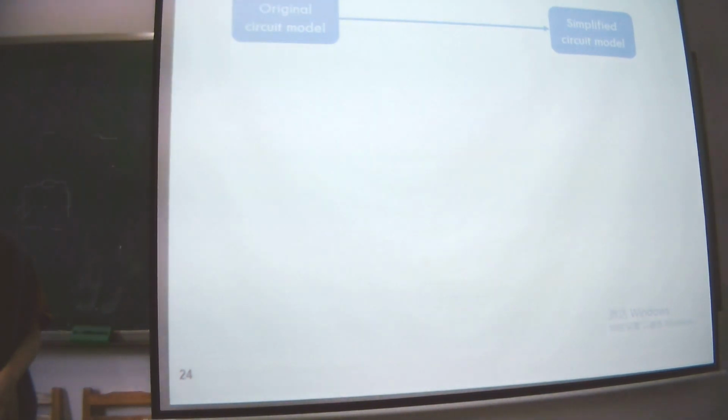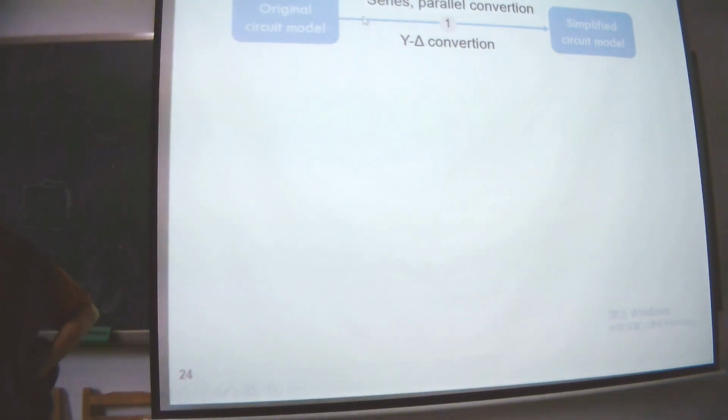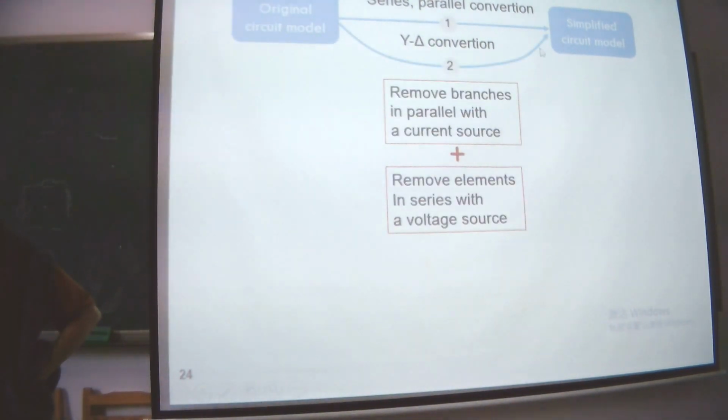And for us, we are trying to do circuit analysis, and now we're trying to learn the skills that can simplify the circuit. Here, we know we can use series and parallel conversion and Y-delta conversion to convert a circuit model to a simple circuit model. Sometimes we convert Y to delta, sometimes delta to Y.